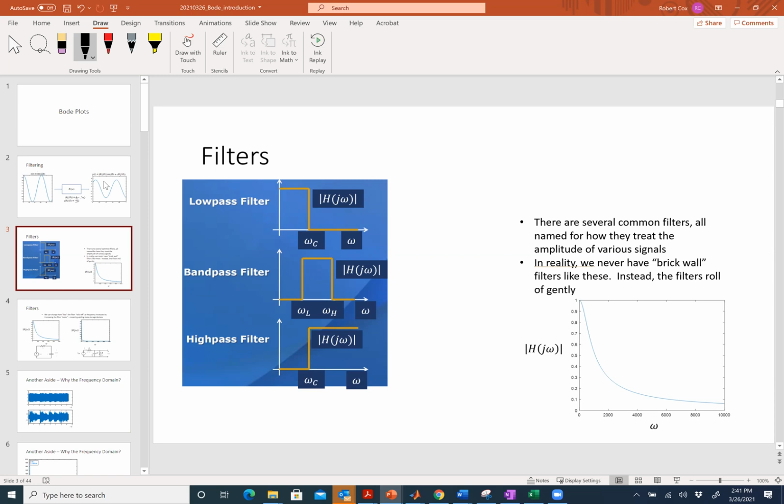bandpass filters, right? Where you pass everything in a certain band, okay? Those are really common in radio.